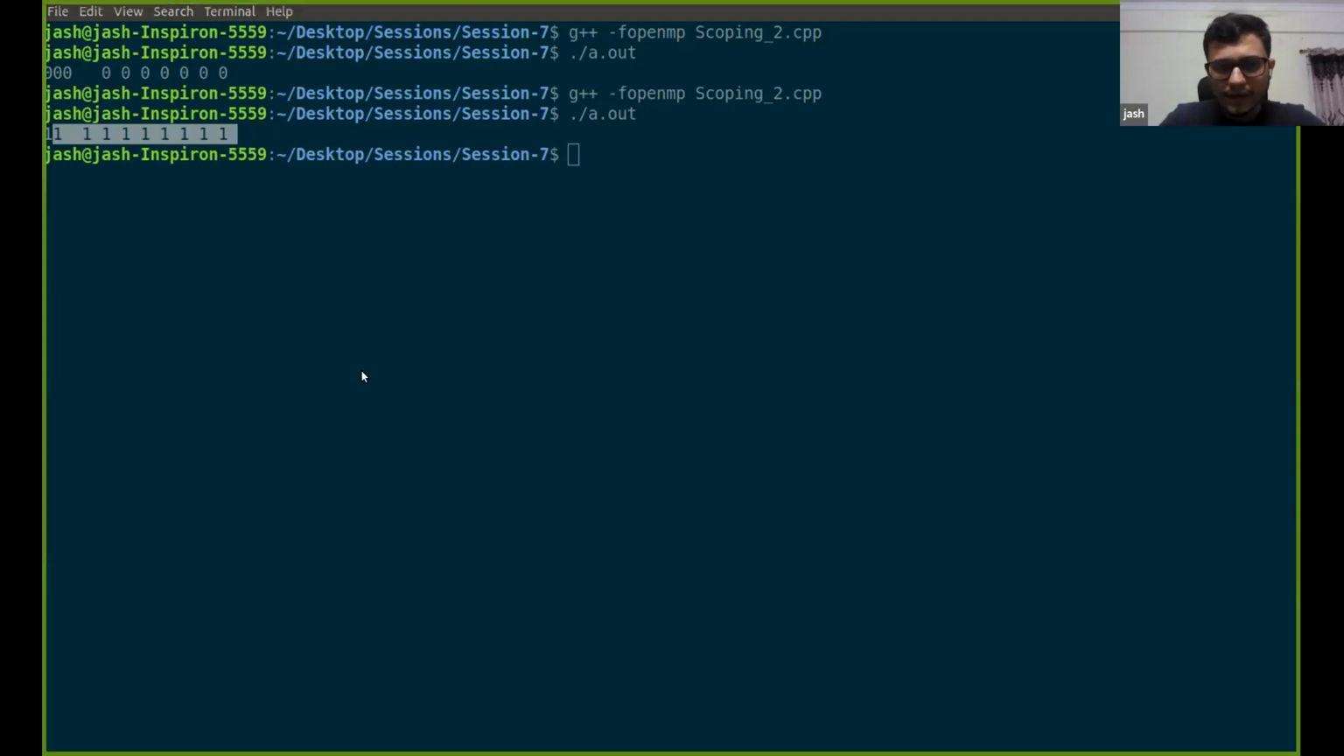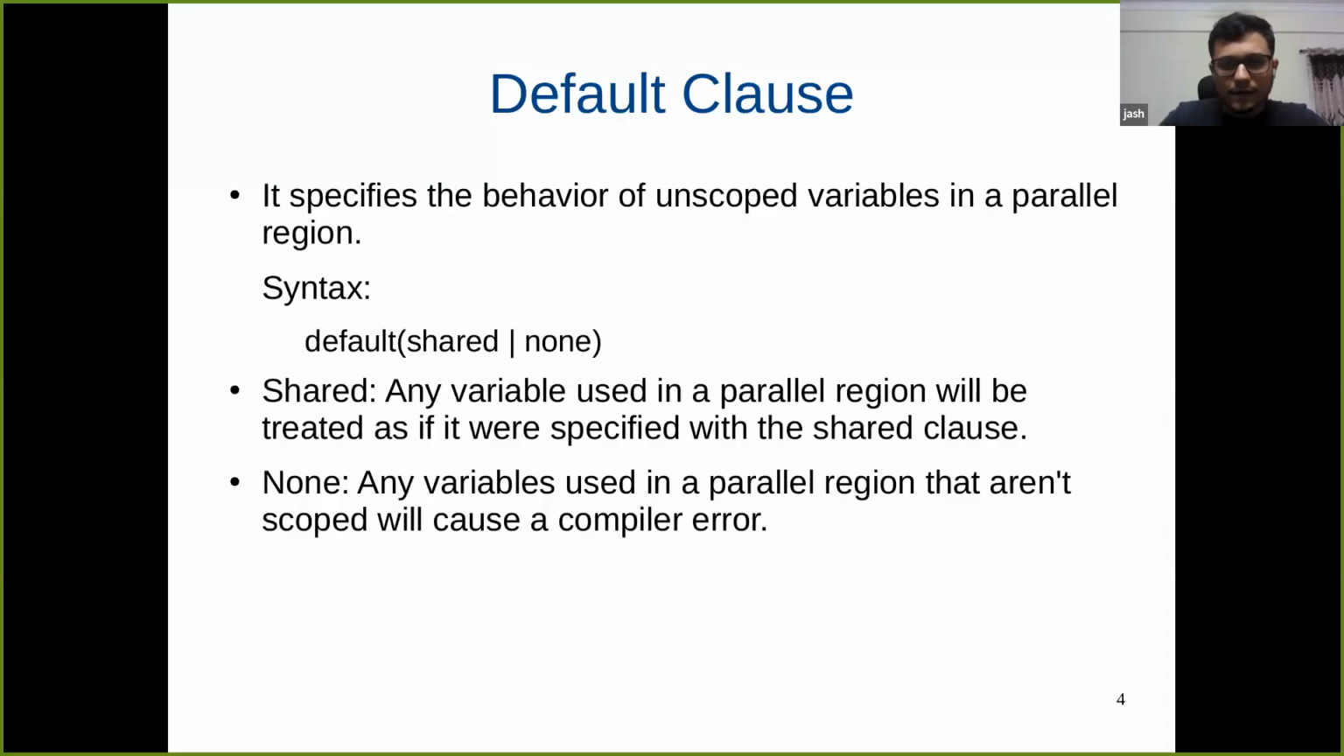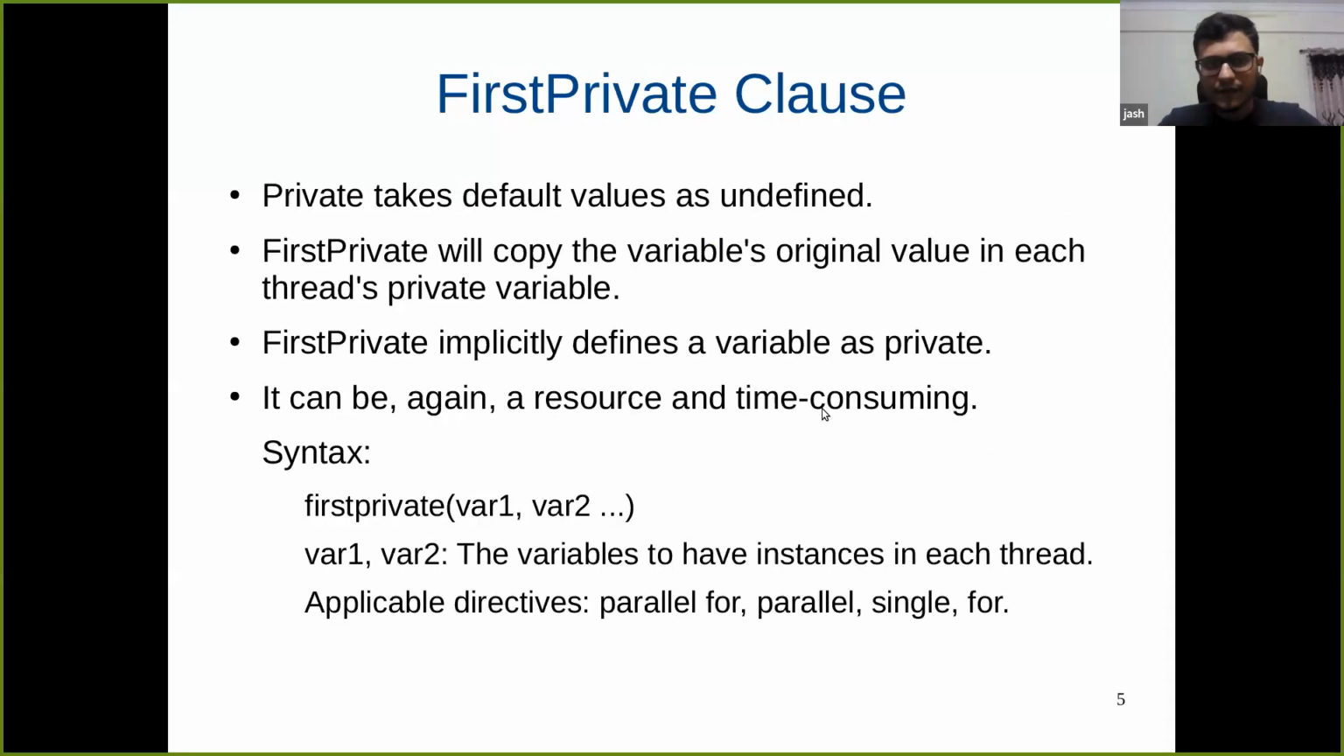Let me go back to the slides again. So this is firstprivate. The private clause takes undefined values as the default values. But let us say that we don't want the undefined values. We want the values that were pre-calculated within our serial code. In that case, we can use firstprivate. And what firstprivate will do is that it will copy the variable's original value into each thread's private variable. That is what we saw in that program.